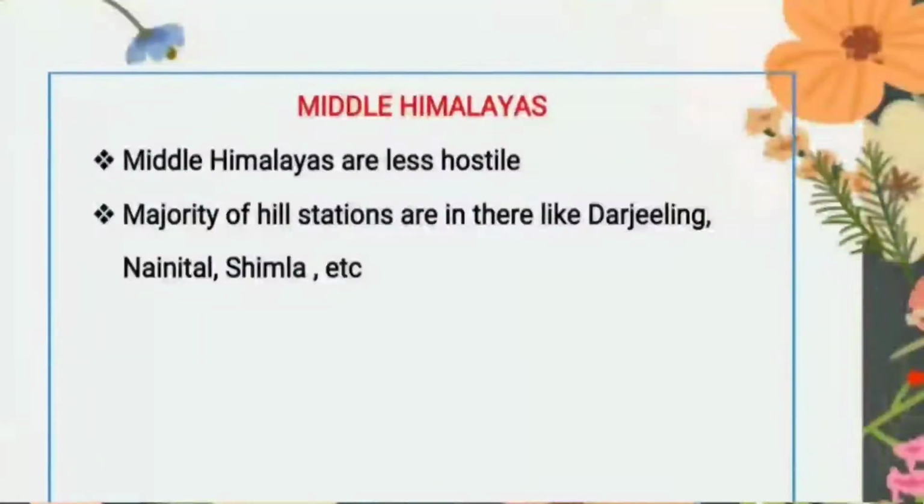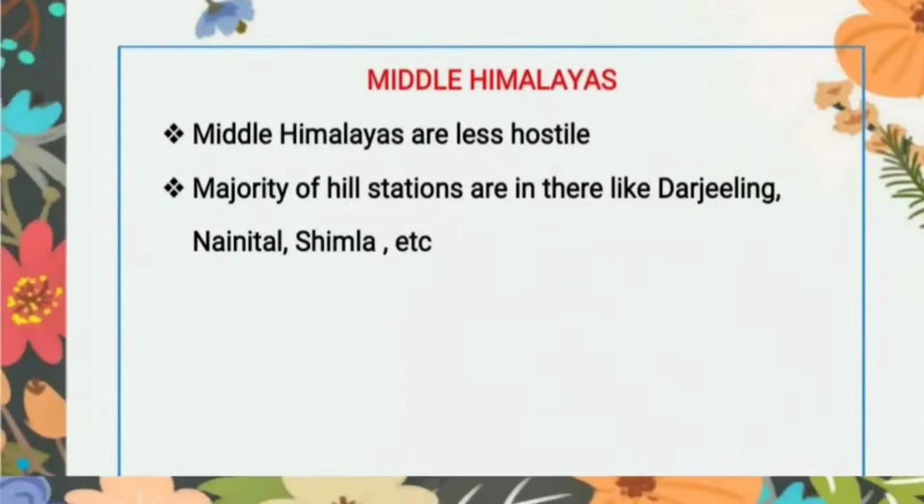So the middle Himalayas as a whole we can say are less hostile. By calling them less hostile, I mean they are very much friendly to human contact, and there is human interaction in that particular region. The majority of the hill stations you can find in the middle Himalayas, like Darjeeling, Nainital, Shimla, Mussoorie, Ranikhet, Almora, and many more.